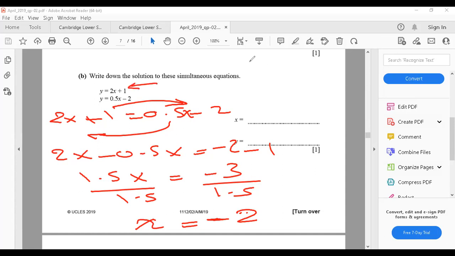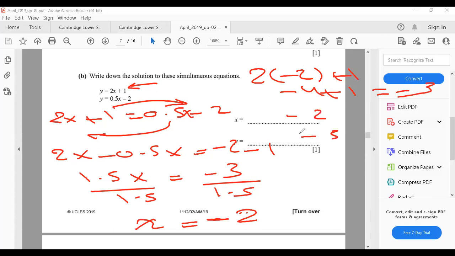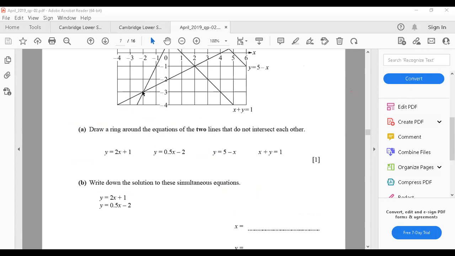As long as I have figured out that the value of x is -2, I will substitute in the first equation. Instead of 2x plus 1, it will be 2 multiplied by -2 plus 1. So -4 plus 1 equals -3. So the value of x is -2 and the value of y is -3. This is the intersection point between the two lines, as we said before: -2 and -3 here.